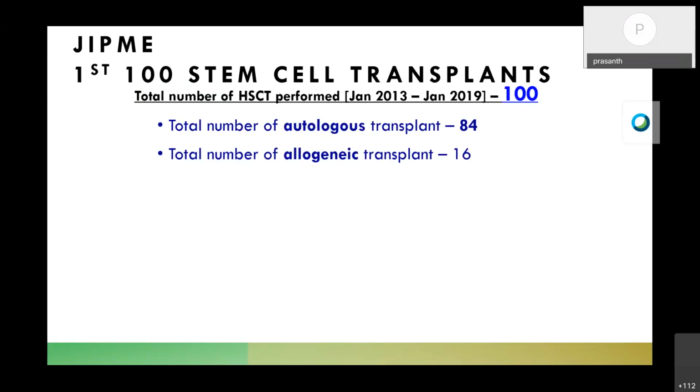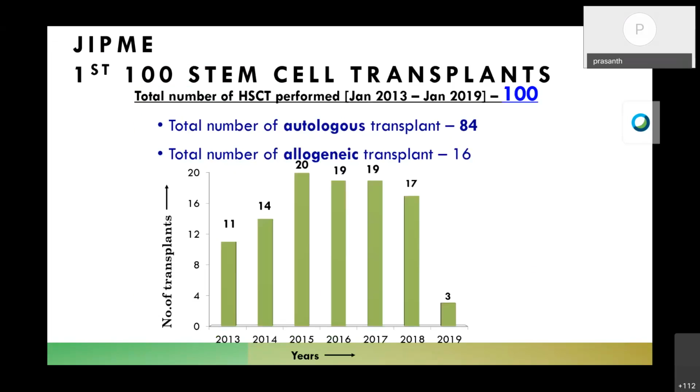Our data as of January 2019, we have done about 100 transplants, of which majority were autologous, and allogenic was about 16. It's more challenging to do allogenic transplants because the cost is much higher, and only recently we have started getting some support.